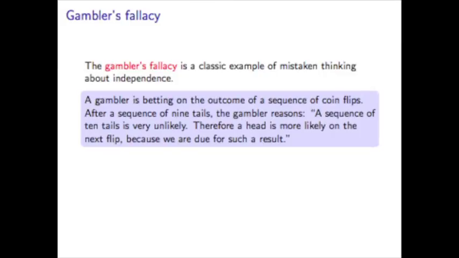Here is a very well-known example of mistaken thinking about independence. Imagine that a gambler is betting on the outcome of a sequence of coin flips, and the gambler observes that there has been a sequence of 9 tails, and subsequently reasons, well, we are due for a head. There has been a long sequence of tails, and so it is more likely that the next flip will give a head, and therefore I can increase my chances of winning by betting that way.